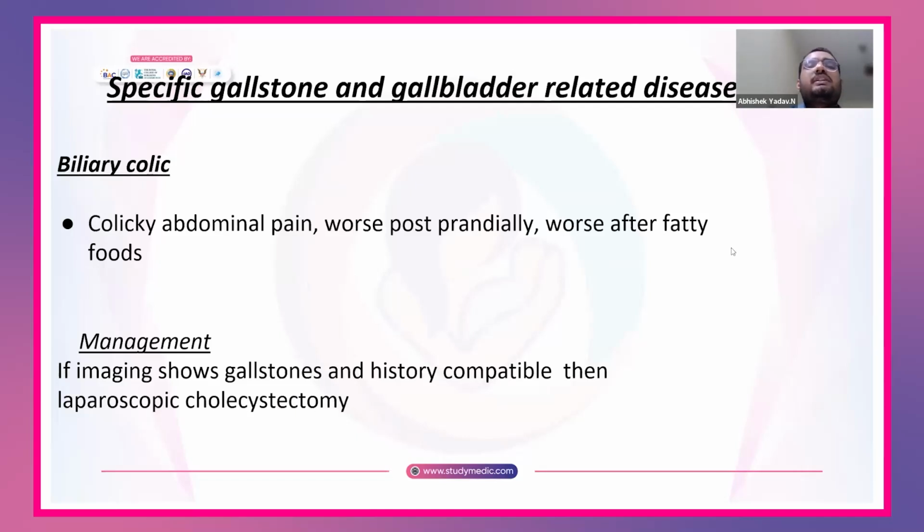Specific gallstones and gallbladder related disorders. Biliary colic, we already read. The patient will have colicky abdominal pain, which is postprandial, after a heavy fatty meal. Why? Because that will stimulate the release of bile from the gallbladder. The management usually involves imaging showing gallstones, which is by USG. If symptomatic, then laparoscopic cholecystectomy can be done, depending on whether there is cholecystitis too.